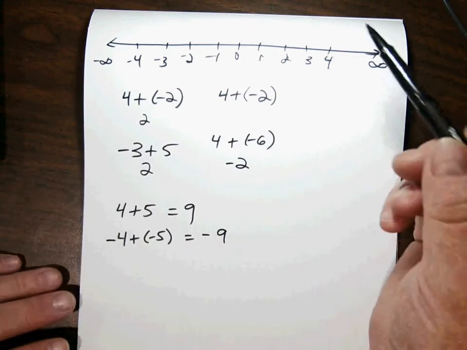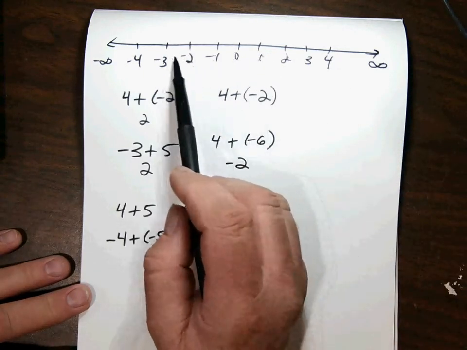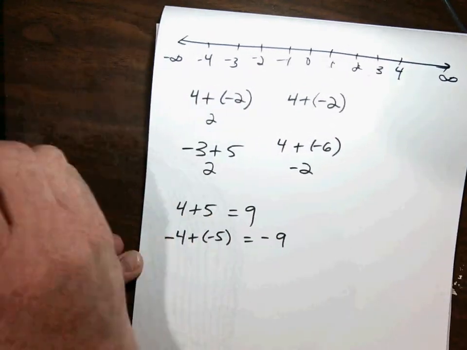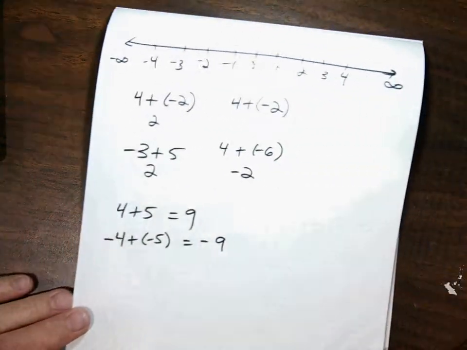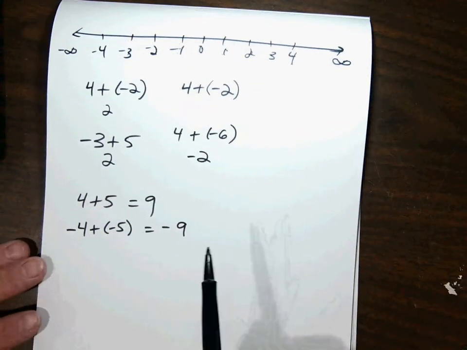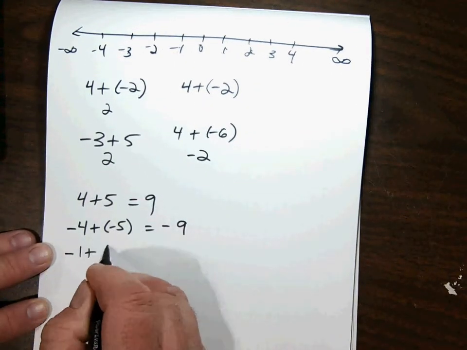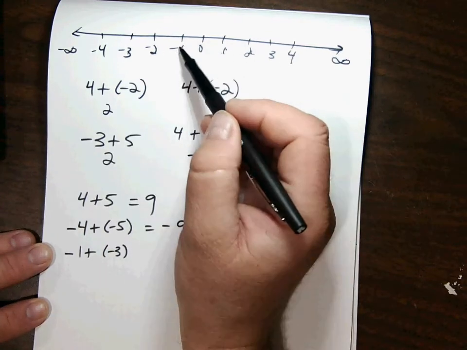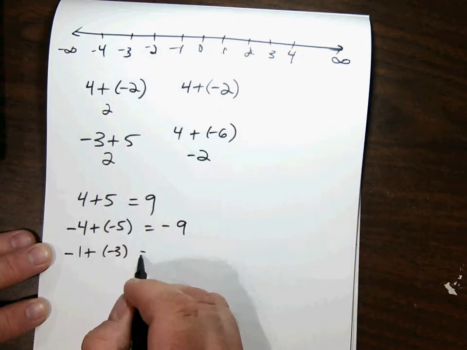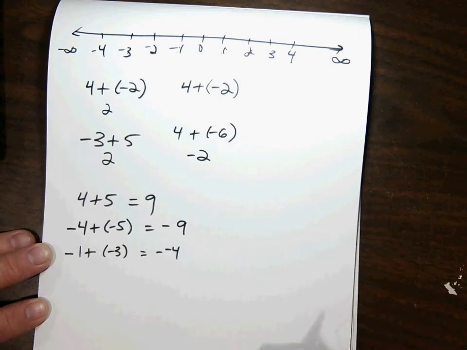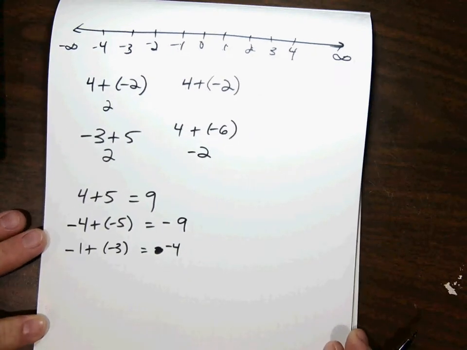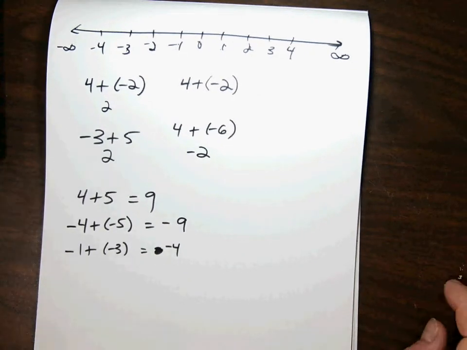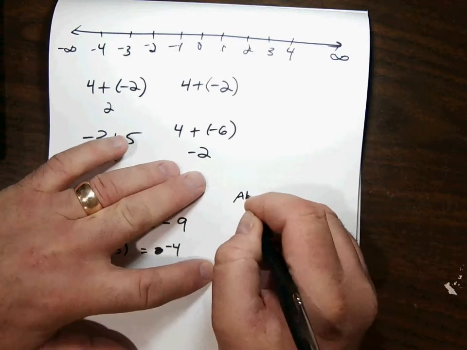If I thought number line, I don't have nearly enough room here, but if I went negative 4, and then I went negative 5 more off the page here, I'd be at negative 9. Let's do one we can see. Negative 1 plus negative 3. Negative 1, negative 3, that's going to get me down here to negative 4. So when I have the same sign, the proper way to say this would be to add the absolute values. And real quick, what is absolute value?